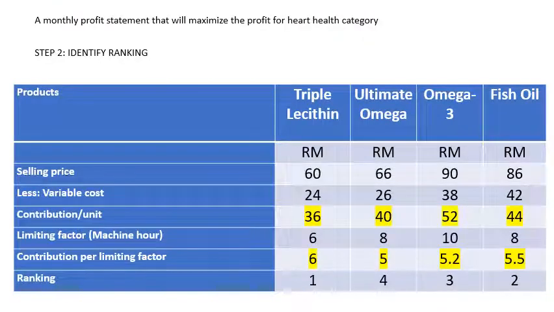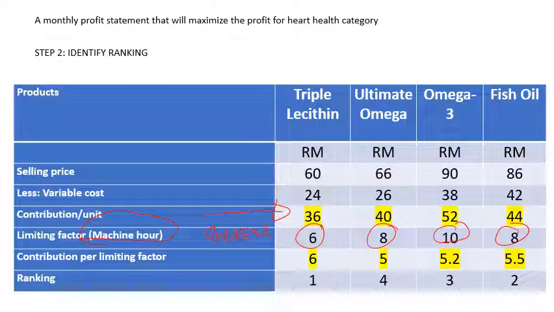Okay, now we answer the first question. Remember, we proceed with step 2. You identify, just now, the contribution margin for each product. And then remember, the limiting factor comes from machine hours. This is the machine hours for each product. You can take this from the question paper. Just take the figure from the question paper.